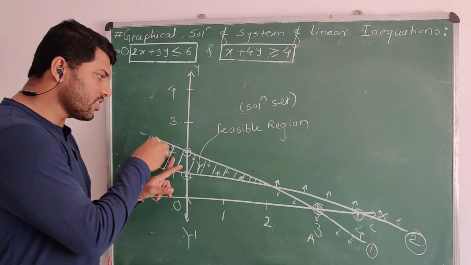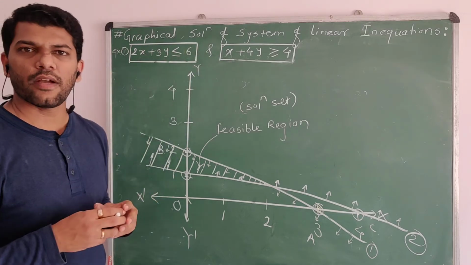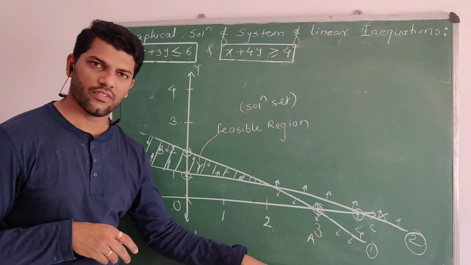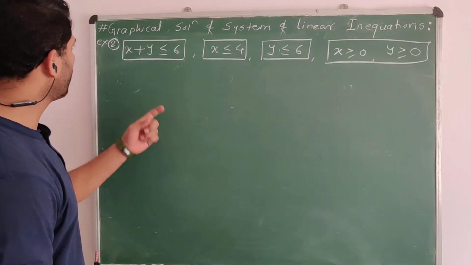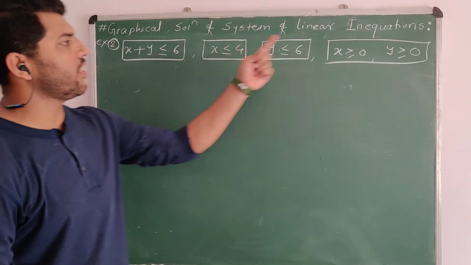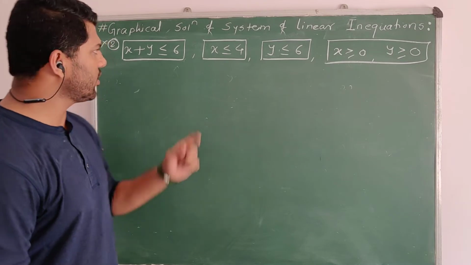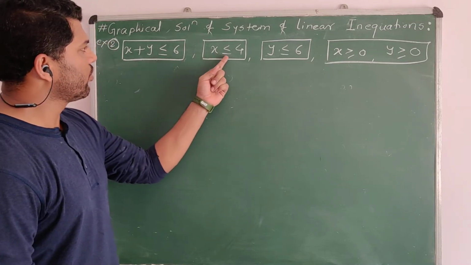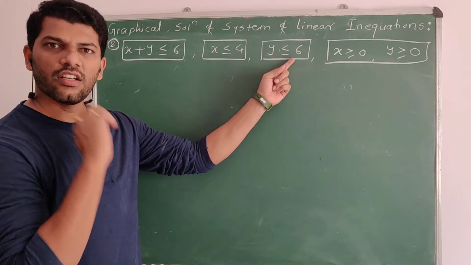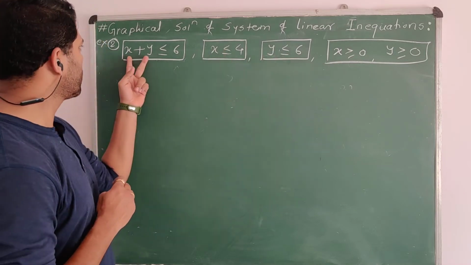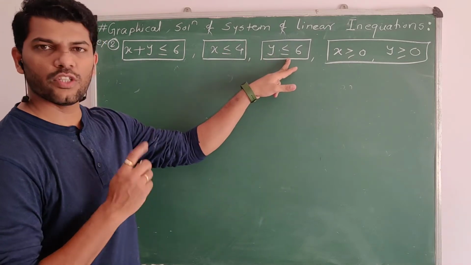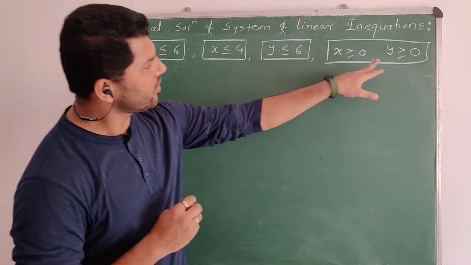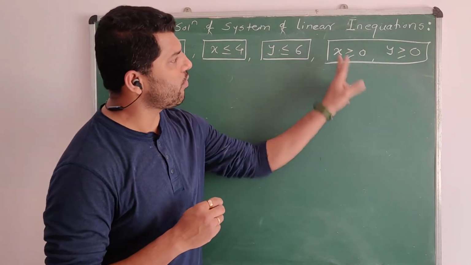Any point from this region definitely will satisfy both these inequalities. So let's consider one more example of a system of linear inequations. Here I consider three linear inequations. This one is with two variables, these two are with one variable. And this is something new for you. So let's find what is the meaning of this.